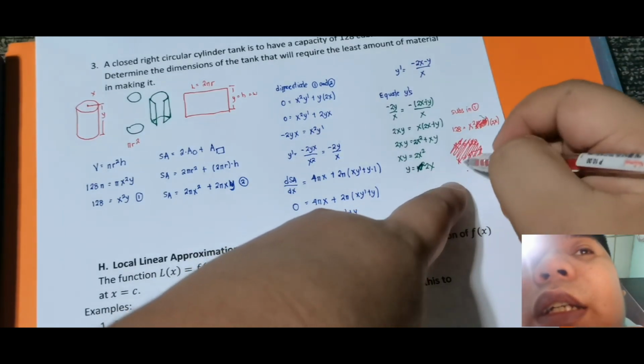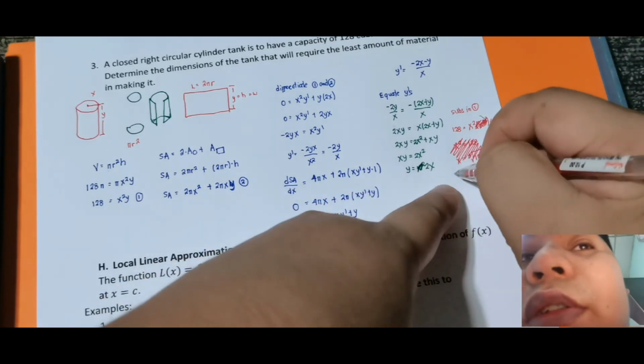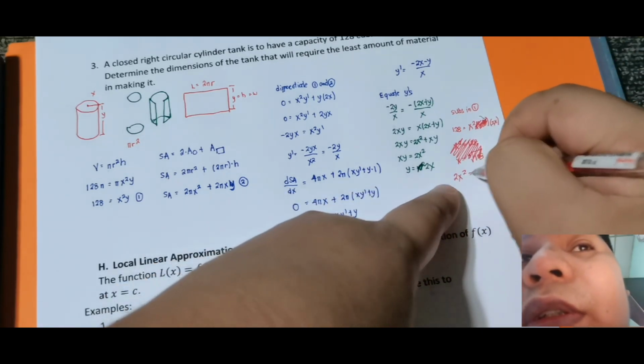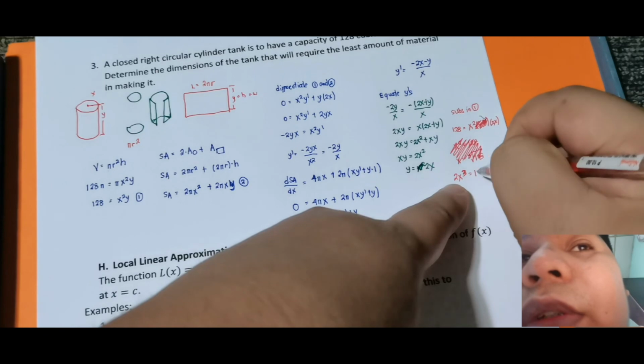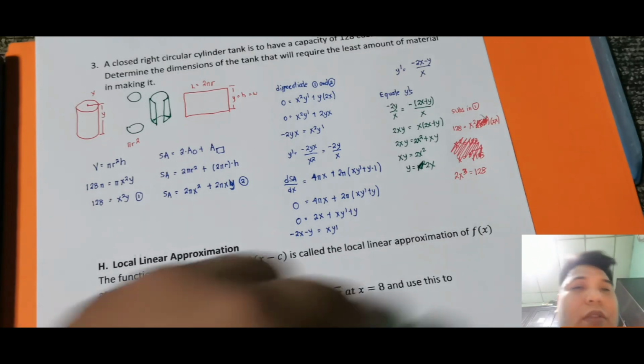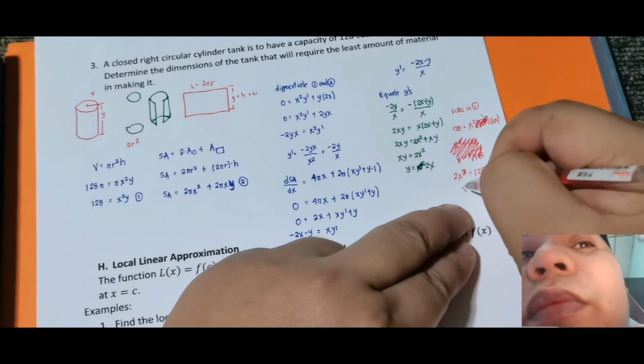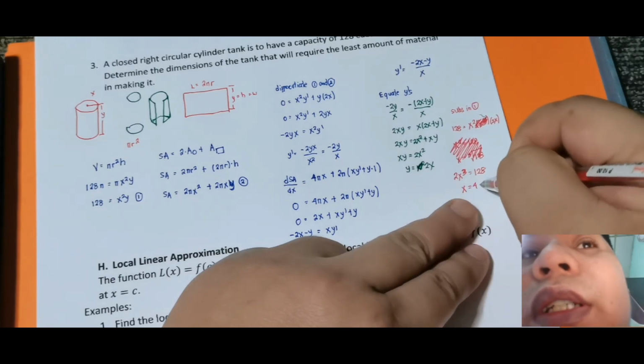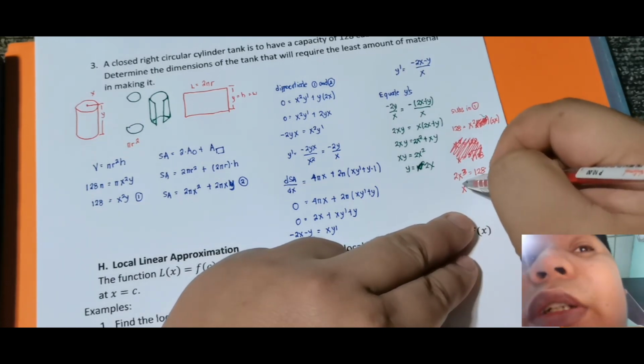Kasi nga ang nangyari is ito ay naging, no. So ito ay 2x squared as to 2x cubed, sorry. Then 128. So 128 divided by 2 is 64. Tapos cube root ng 64 is 4. Tama no? So cube root ng 64 is 4. So x is equal to 4. This is meter. 4 meters.